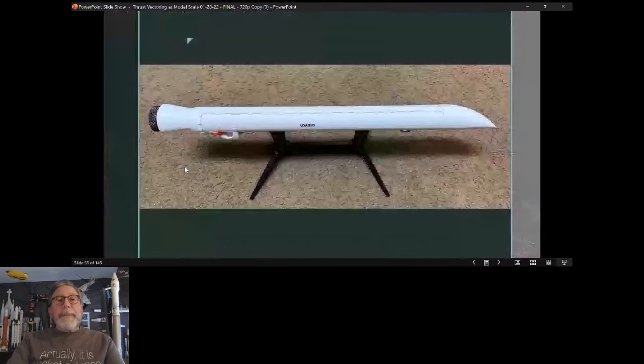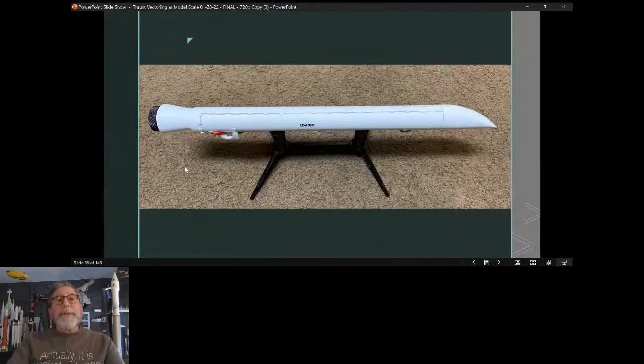And this is the SRB. Probably spent more time on the SRB than the other part of the model. It was such a critical component of the rocket. It's quite a little thing in itself.